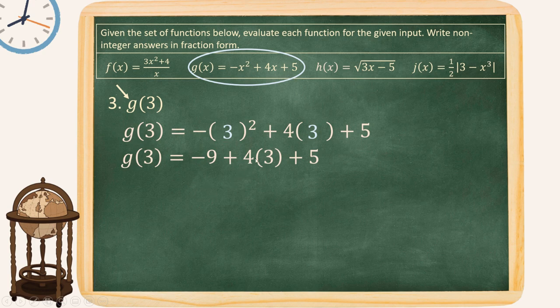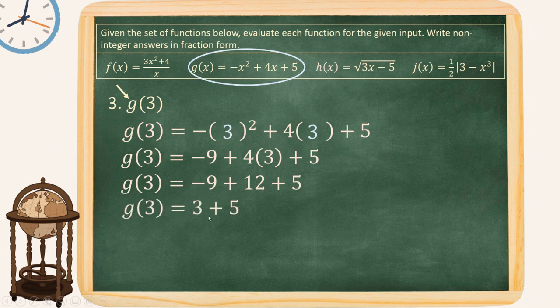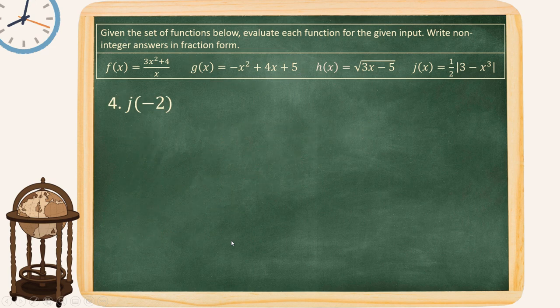Next, we'll multiply the 4 times 3. That gives us 12. And then we'll do the adding. -9 plus 12 gives us 3. And then 3 plus 5 gives us 8. We'll write our final answer with function notation. g of 3 equals 8.